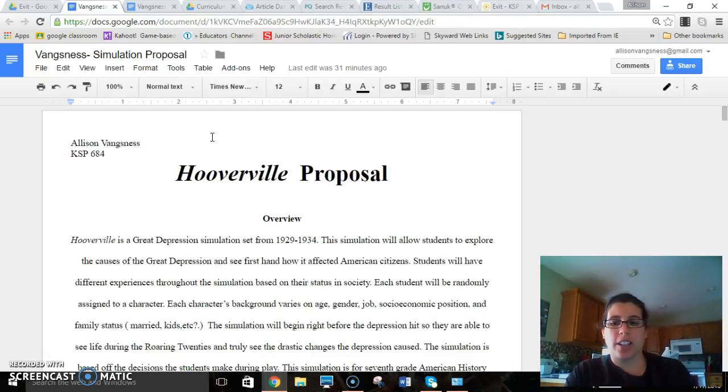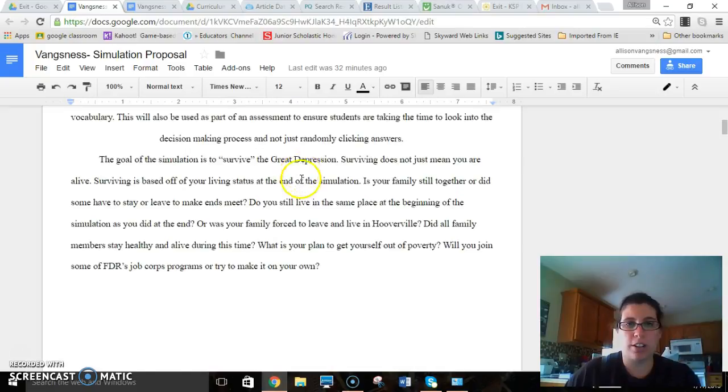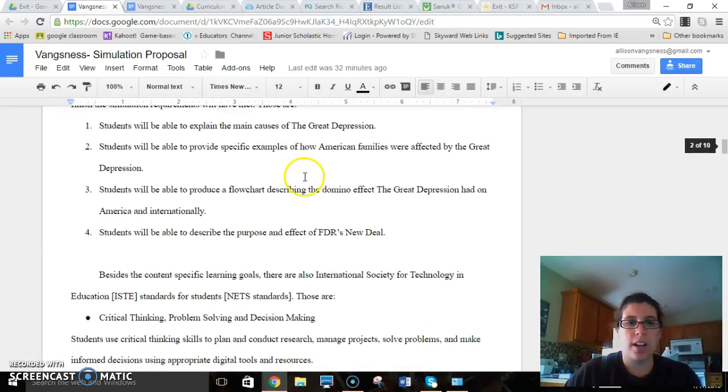So the Hooverville simulation is going to stem from roughly 1929 to 1934. Students are going to be able to explore the causes of the Great Depression and then see kind of firsthand how the Great Depression affected American citizens. I'm going to scroll down in my proposal here.